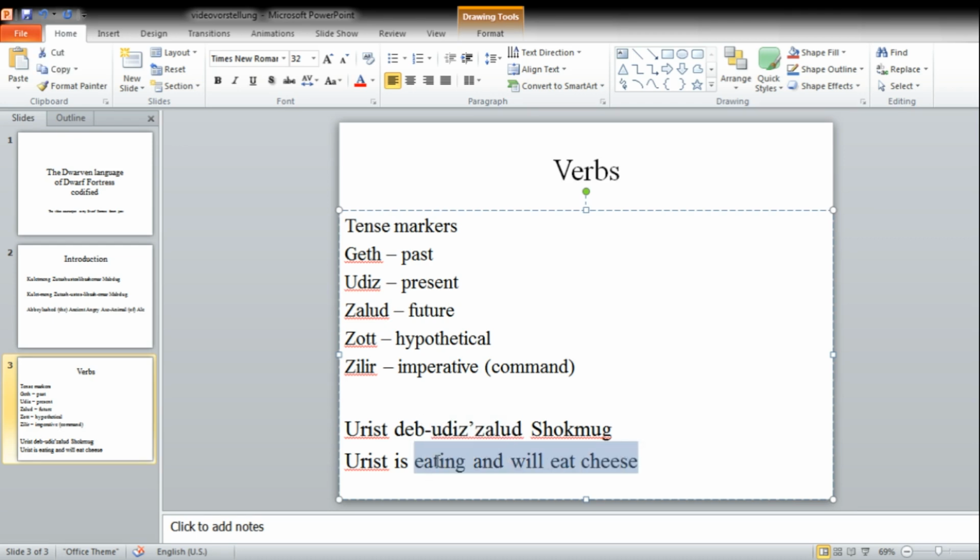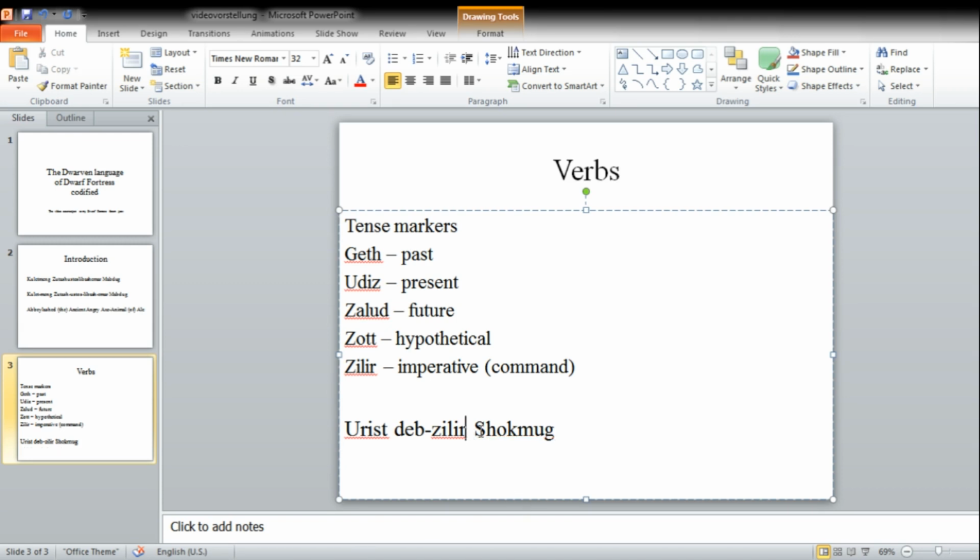And we can also use the imperative form as well, debzilir, which means Jurist, eat cheese. You eat cheese, Jurist. Jurist, eat cheese. Eat cheese. Like that. It's a command.